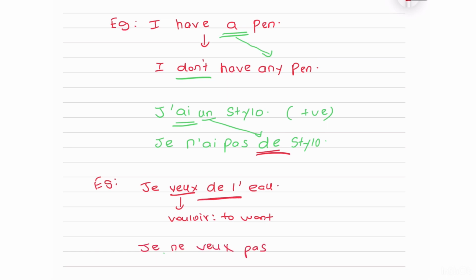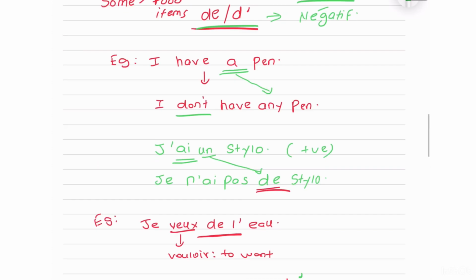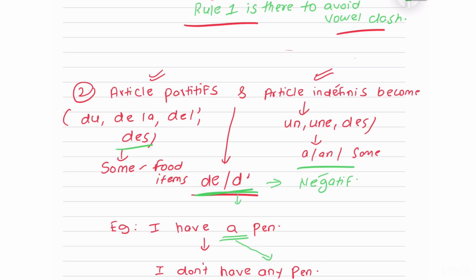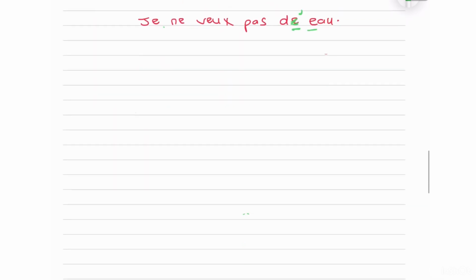Now here, your de le will become de. But because there's a vowel clash over here, we don't want that, which is why we make this into d apostrophe. Which is why we have this option de or d apostrophe. D apostrophe is used when your noun or your object starts from a vowel. So, je ne veux pas d'eau. I don't want any water.